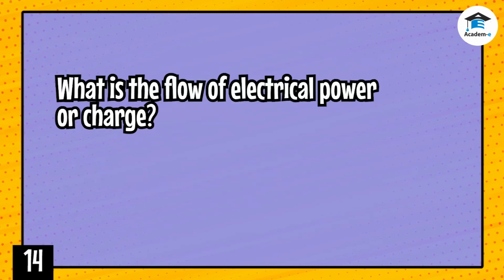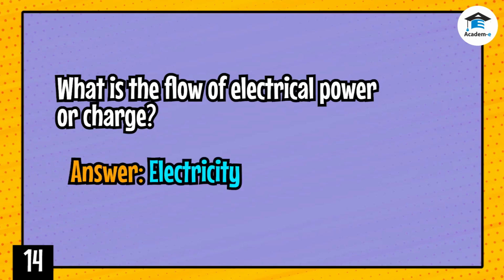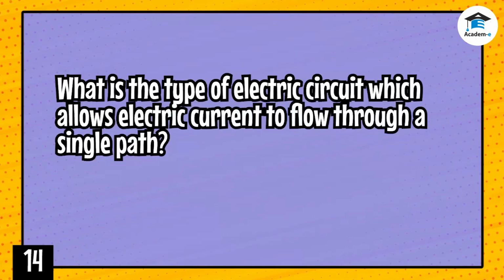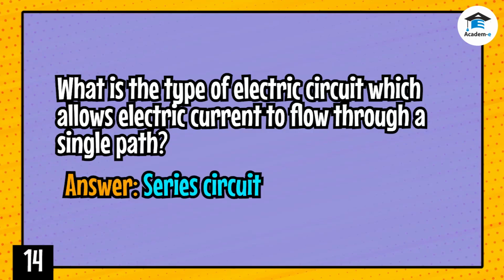What is the flow of electrical power or charge? The answer is electricity. What is the type of electric circuit which allows electric current to flow through a single path? The answer is series circuit.